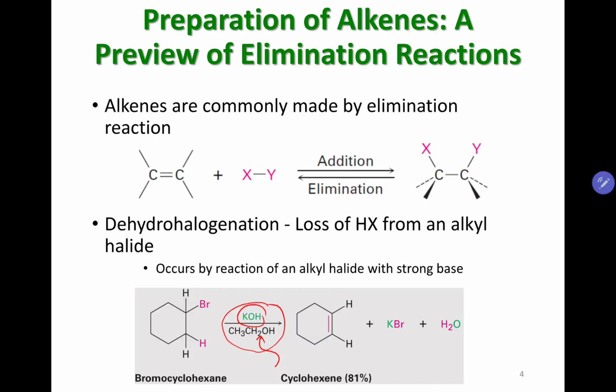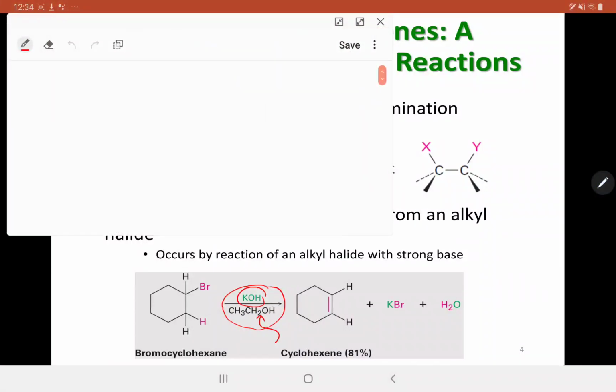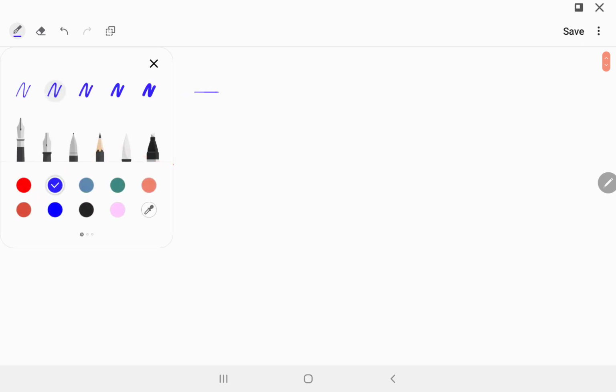All right, let me quickly give you a sample reaction. Let's say you have an alkyl halide like this. Here is your alkyl halide. Then if you treat an alkyl halide with something like KOH, which is a very strong base, in the presence of alcohol, as you see, C2H5OH.